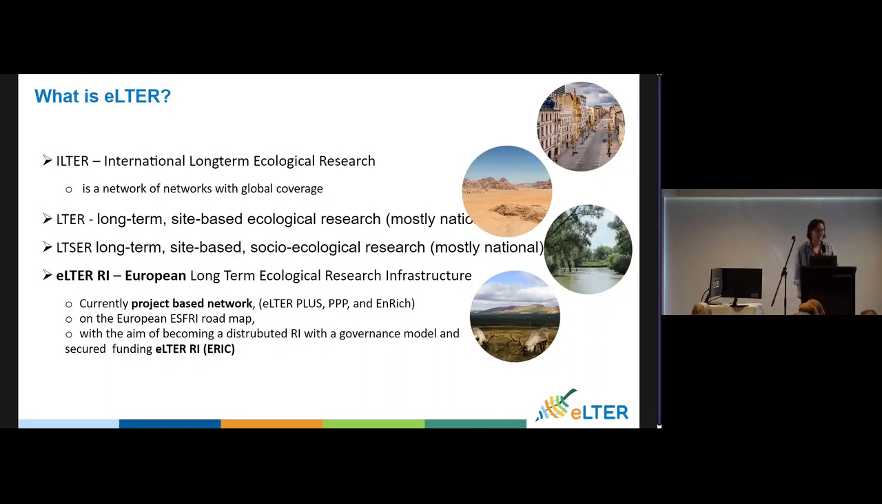Then there's LTSER, long-term site-based, also socio-ecological research network, which has also national participation. And this ELTER-RI would be the European long-term ecological research infrastructure that aims to have a regional component. It's currently still part of the LTER national participation network, but there are three different projects that try to build a distributed infrastructure for Europe. It's on the European Strategic Forum on Research Infrastructures roadmap, ESFRI, and it's aiming to become a distributed RI with a governance model and secured funding. It's called ERIC in Europe, supported by the European Commission.